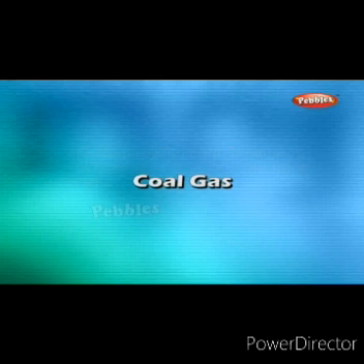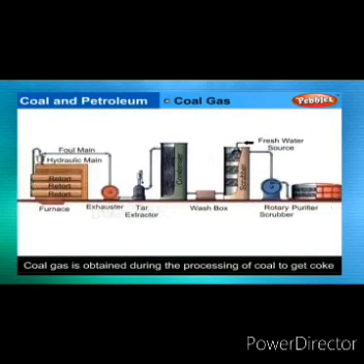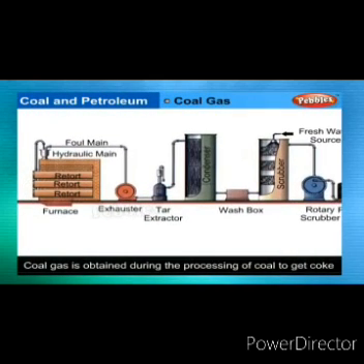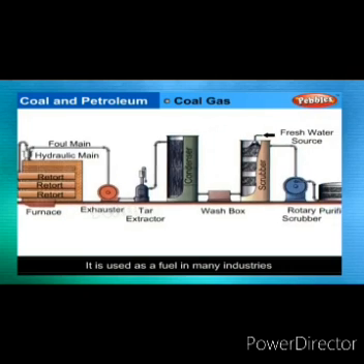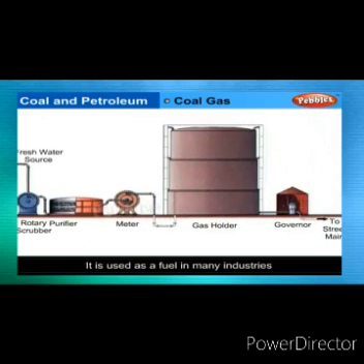Coal gas. Coal gas is obtained during the processing of coal to get coke. It is used as a fuel in many industries situated near the coal processing plants.